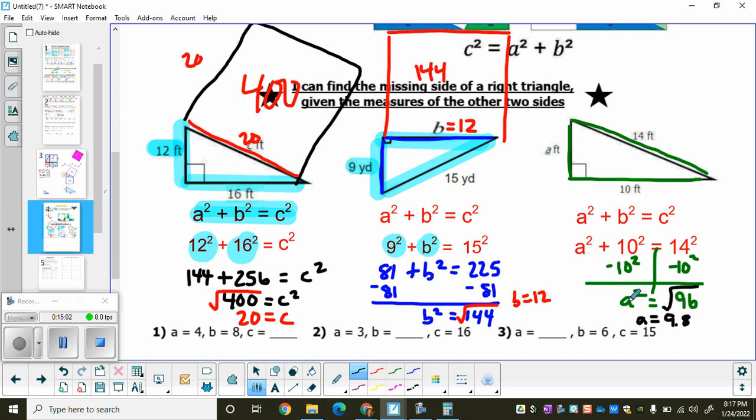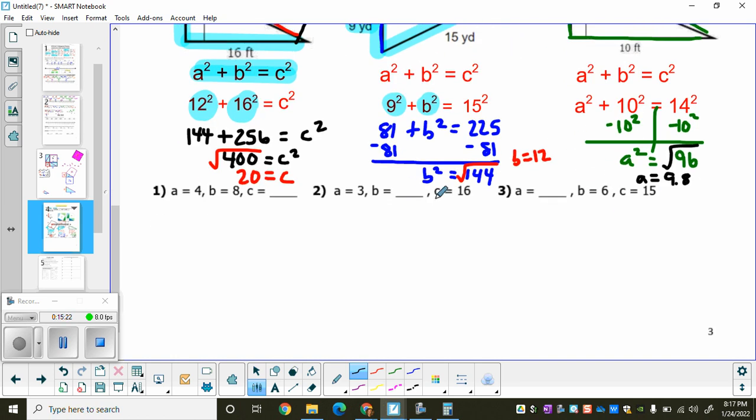So it doesn't matter if I give you two legs and you have to find the hypotenuse, or I give you a and you have to find b. Here I gave you b and you had to find a. It doesn't matter which two sides I give you. You can use the Pythagorean theorem to find the missing side.